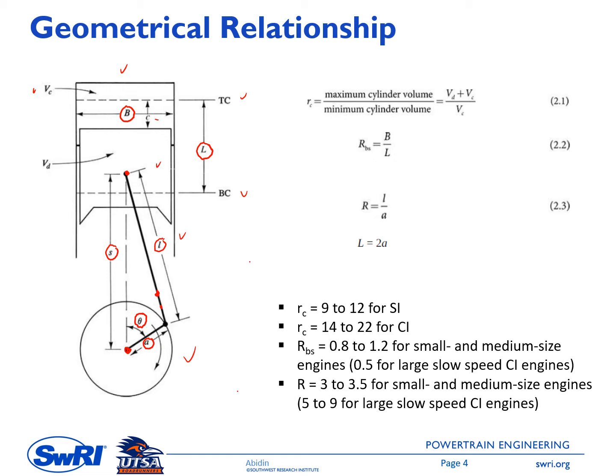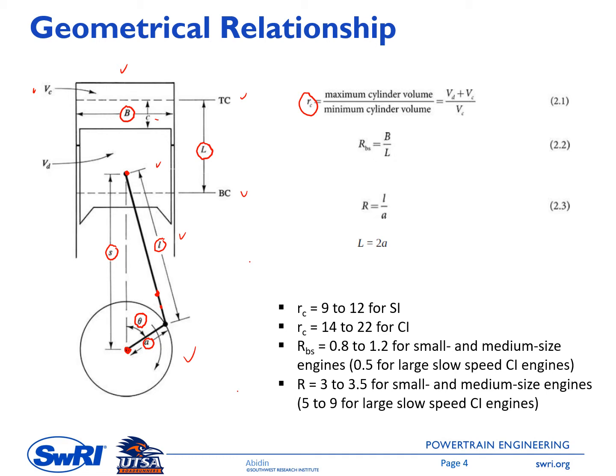Okay, the next one, let's take a look at the parameters related to the geometry. The first one here is compression ratio, RC. This is also a very important parameter. When we talk about engine design and you communicate with your friend or co-worker, one important parameter is what is the compression ratio of your engine design.